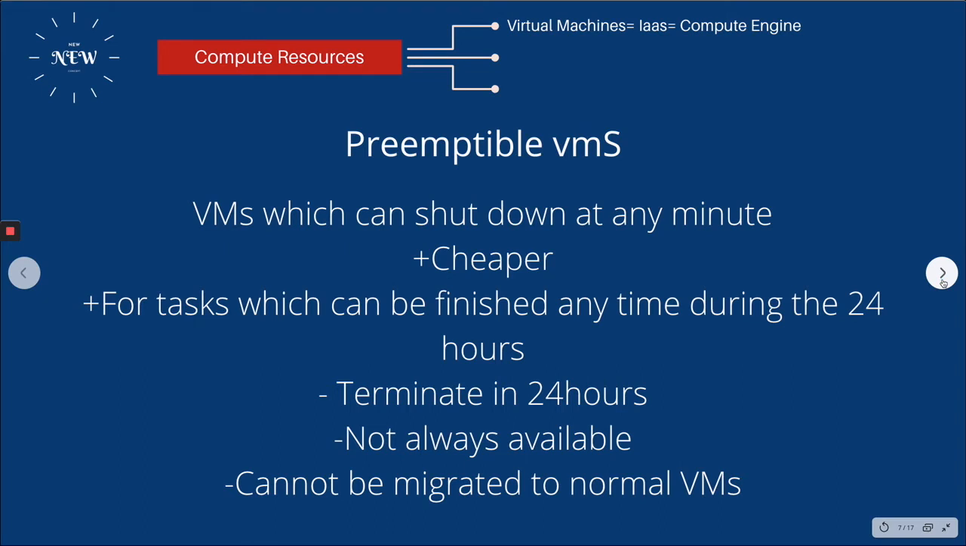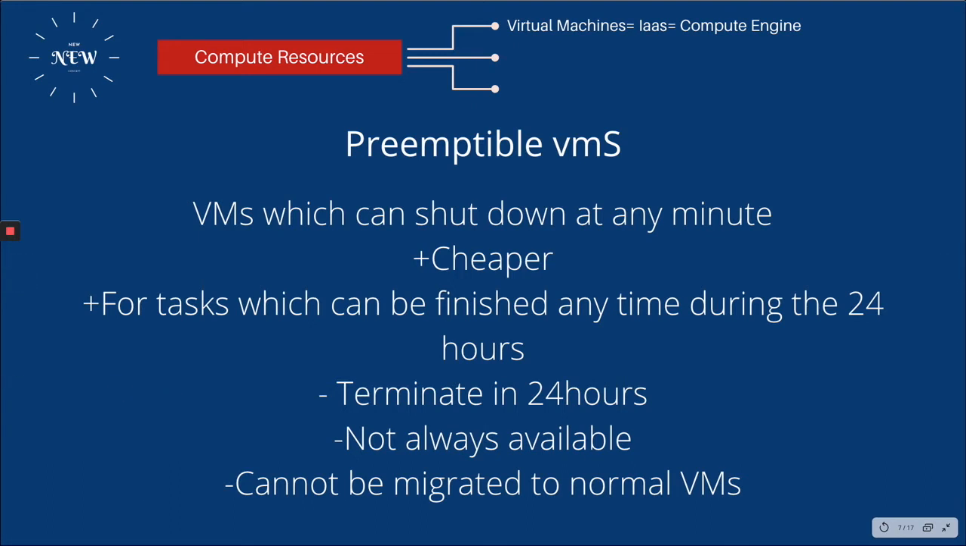This is a new concept that we haven't covered before, which are preemptible VMs. These are virtual machines which can shut down at any minute. They can shut down for sure after 24 hours. They're not always available, so don't depend on them. And data on them can't be migrated to normal VMs. So if you're planning to retain anything, you'll definitely prefer to opt for a normal virtual machine.